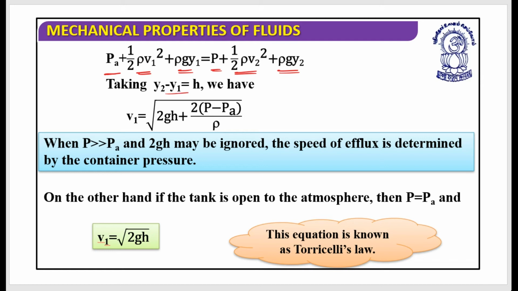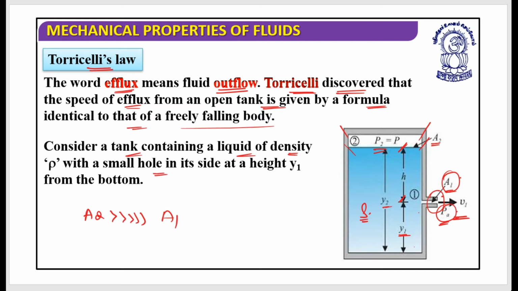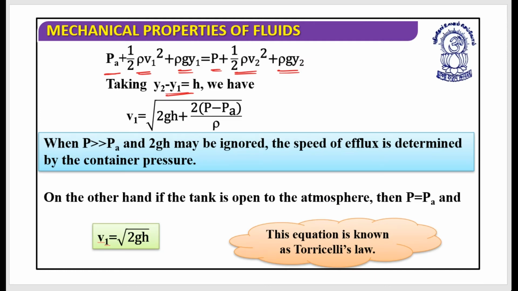Now if I take Y2 minus Y1, let's have a look. This is Y2 and this is Y1, and this difference has been taken as h, so Y2 minus Y1 equals h. If I solve this, I get the relation V1 equals the square root of 2gh plus 2 times (P minus PA) divided by density, whole under the square root. Yes, this is the velocity.